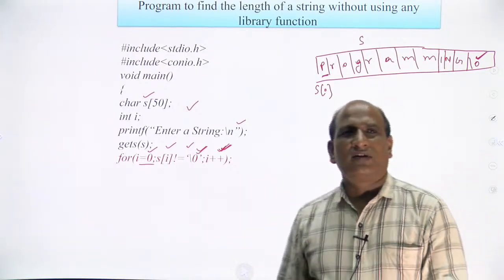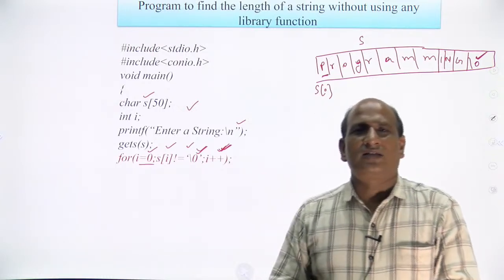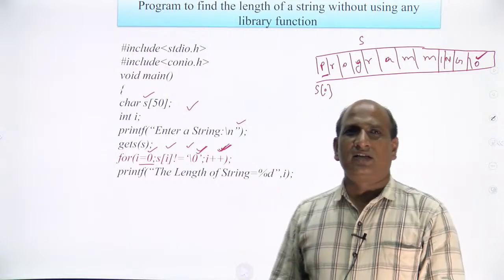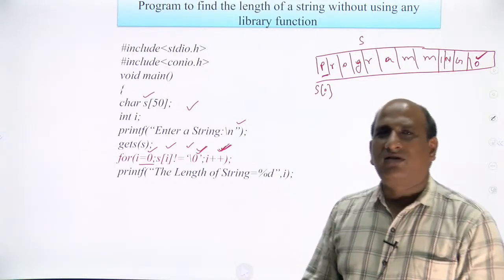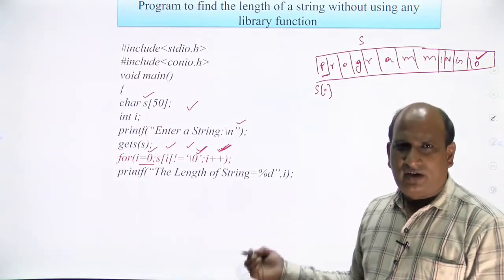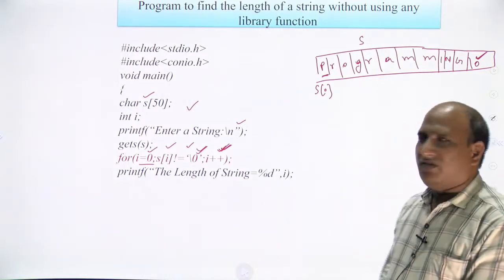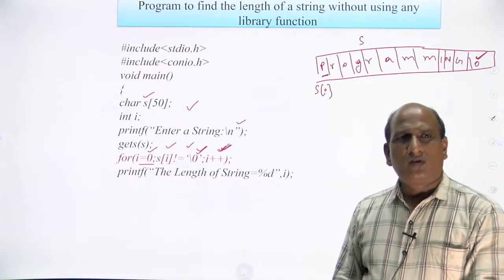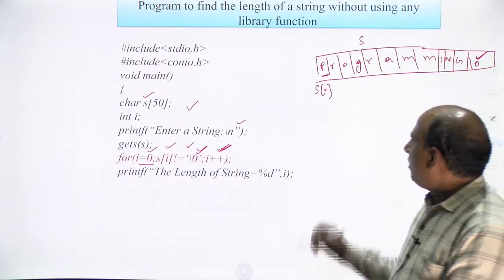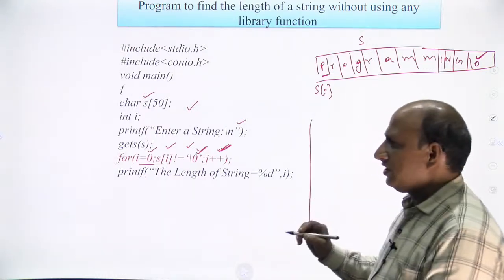So this way, this i now contains the number of characters. The number of characters is the length of the string, so we have to just print that by this printf function. This way you can find the length of the string. Another way of finding the length of a string is like this.